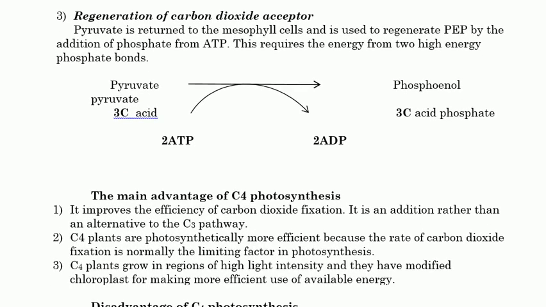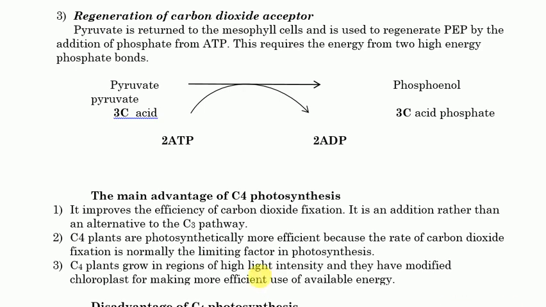And then the last stage is the regeneration of carbon dioxide acceptor. So the last stage is similar to that of the Calvin cycle. Pyruvate is returned to the mesophyll cell and is used to regenerate PEP by the addition of phosphate from ATP. This requires the energy from two high energy phosphate bonds.